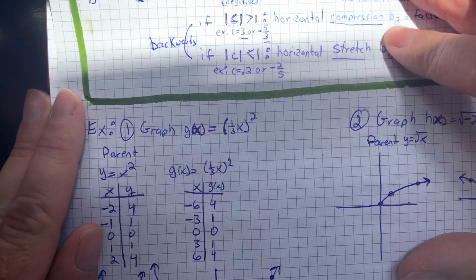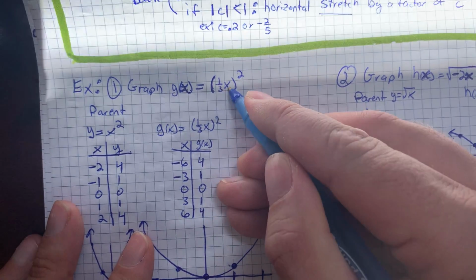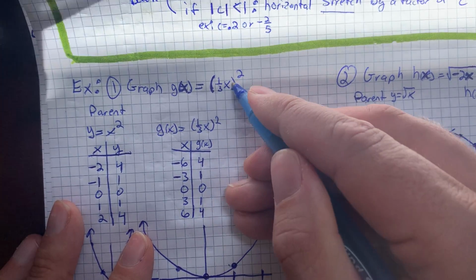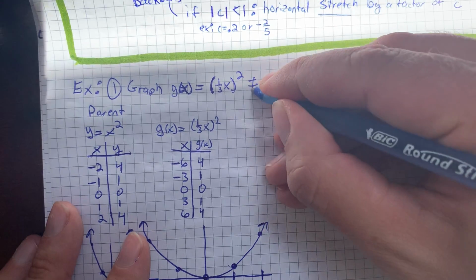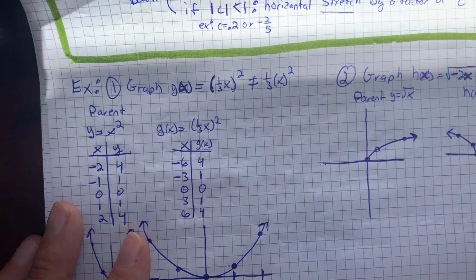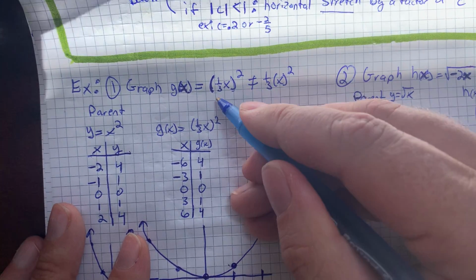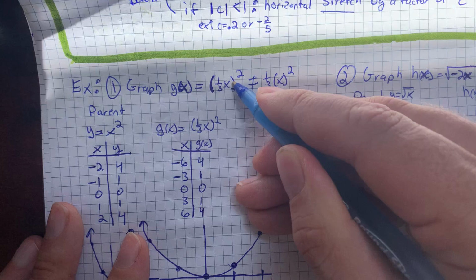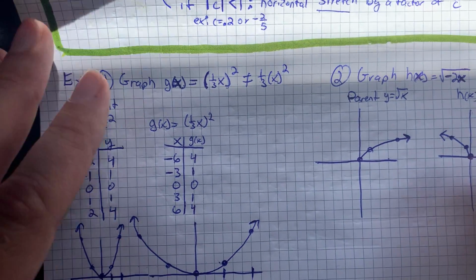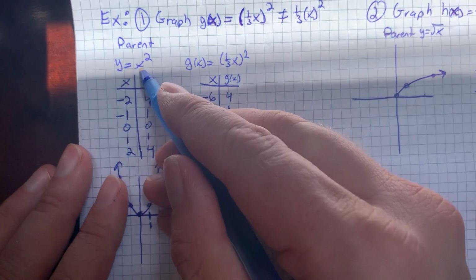Let's look at an example. If g of x is equal to (1/3 x) squared, notice that the 1/3 x is in parentheses. This does not equal 1/3 x squared. This is not the same thing. Here the x is getting squared and then multiplied by 1/3. Here the x is getting multiplied by 1/3 and then being squared, and the order of operations very much matters here. So let's look at what happens.